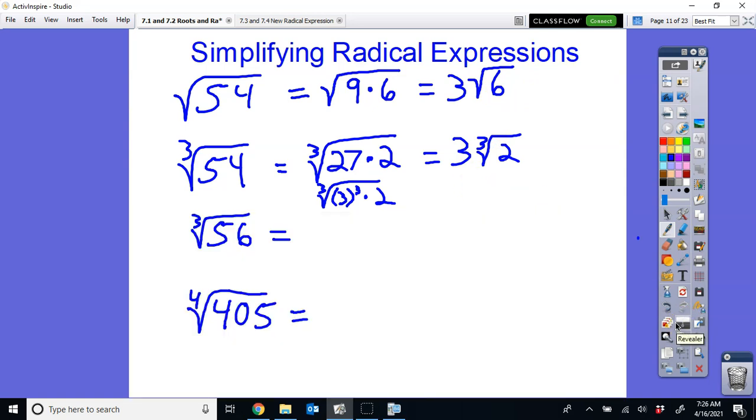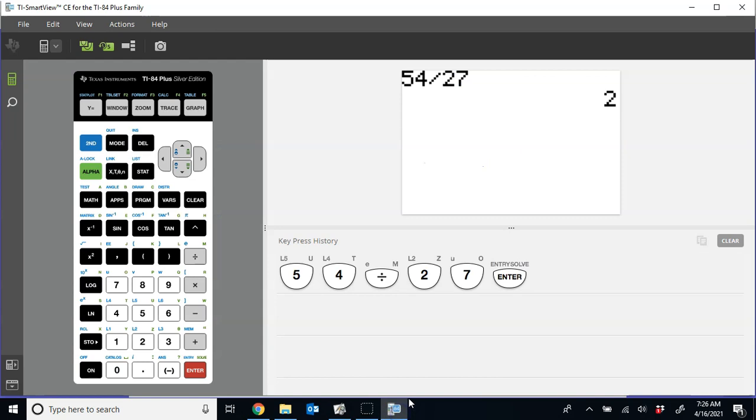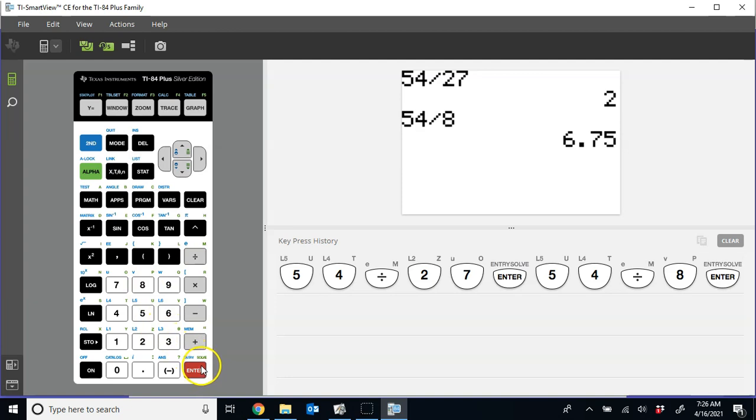All right, so here's a couple for you to try. If you want to try them ahead of time, you can pause the video and try them. I'm going to go ahead and explain them, obviously, but you can try them if you want to. So the cube root of 56 can be split up into 8 times 7. Again, why did I choose 8?